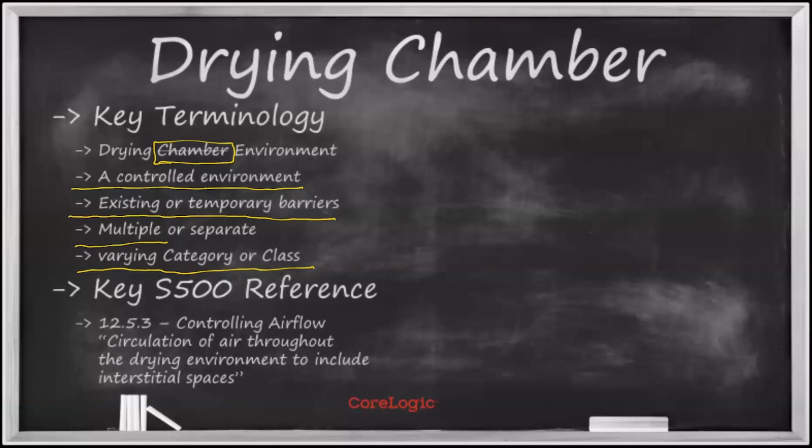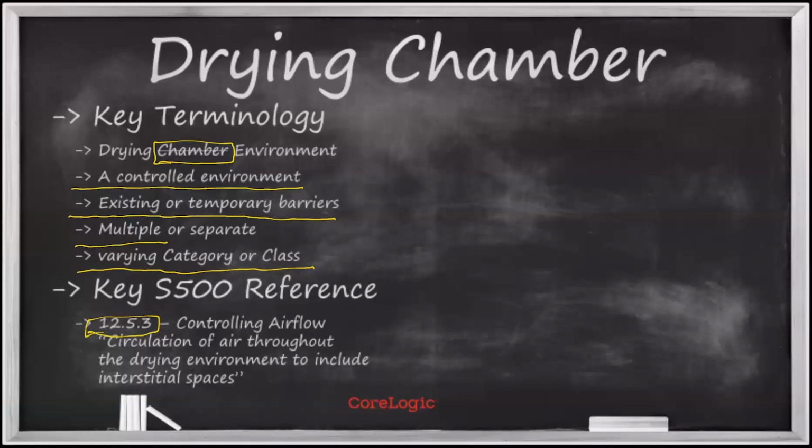One of those references, by the way, is in section 12.5.3 of the S500. To me, it's one of the most important references to a drying environment or drying chamber. It's in the same section where air movement is discussed and how to control airflow in a drying environment. It's where you'll find the formula for how many air movers are going to be placed, and even the alternate method of using linear feet along a wall. All of that language is in that same section 12.5.3.